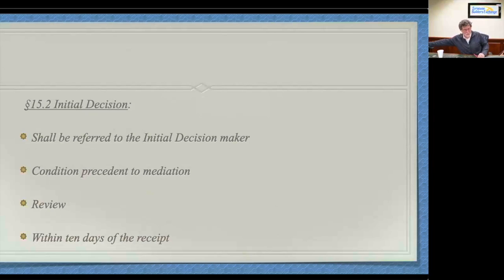If you don't follow this step in the contract, then you can run into courts that do the same thing as they do with a late notice of claim. And there are many recent court decisions by the appellate courts that say if the contractor doesn't ask for the initial decision and ask for it from the IDM, the initial decision maker, then they have basically given up their ability to recover from the claim.